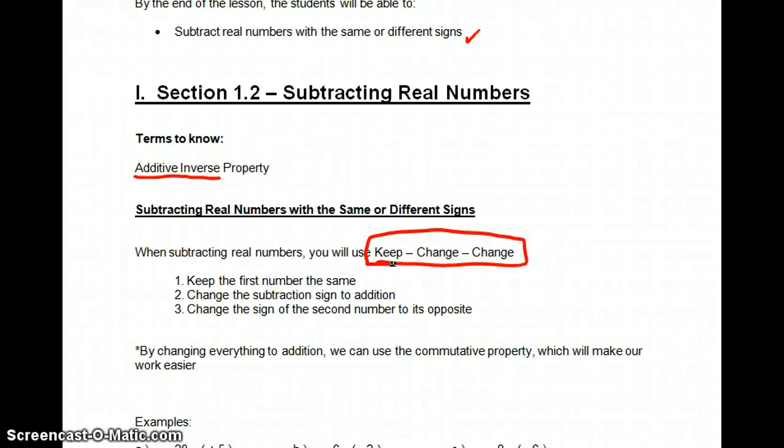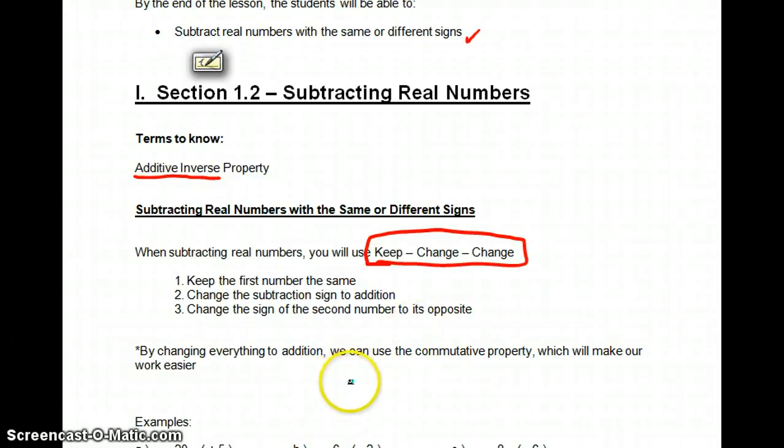So the first step says that we are going to keep the first number the same. The second step says that we are going to change the subtraction sign to addition. And the third step says that you're going to change the sign of the second number to its opposite. So we're going to be using the additive inverse of that second number.